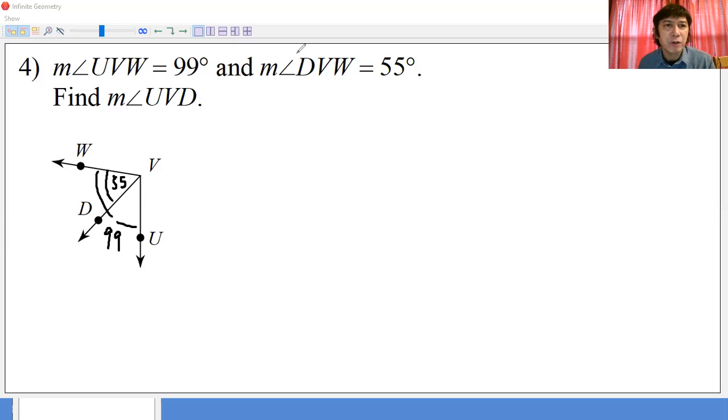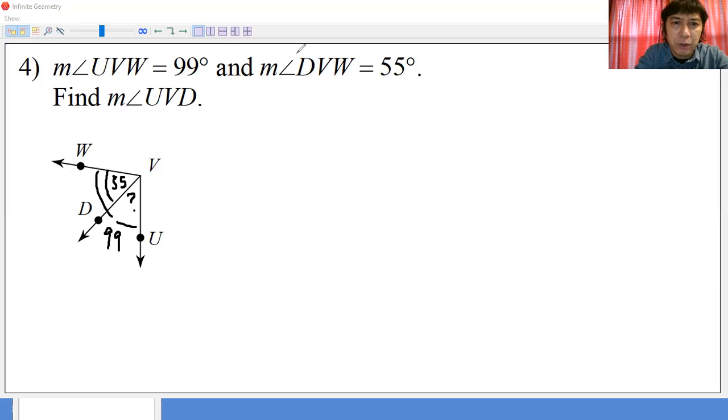Now, find the measure of angle UVD. Okay, we're asked to get this angle here. There. Okay. So what we need to do is just add the two angles, and that will be equal to 99. Let's set up the equation first. Okay, we have UVD and the other one is DVW.